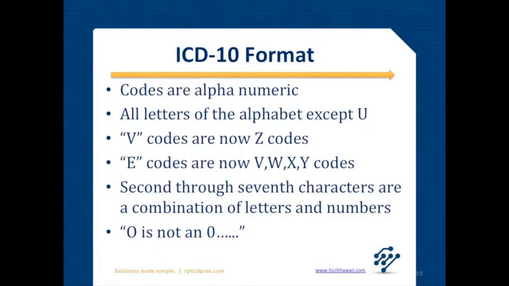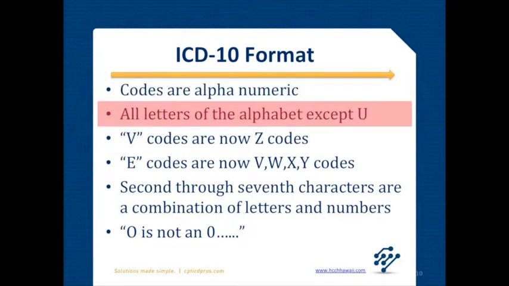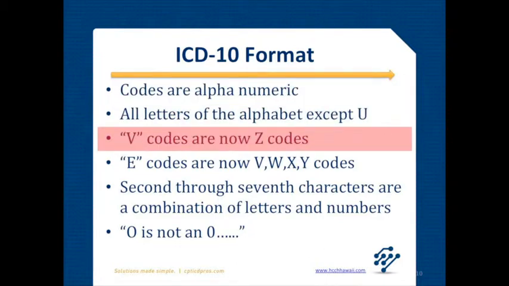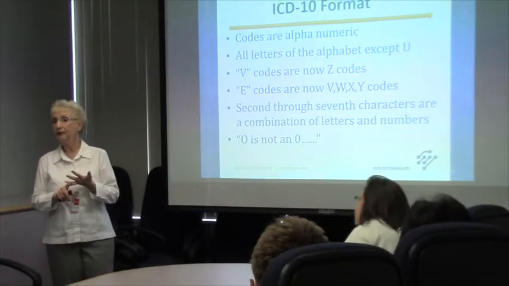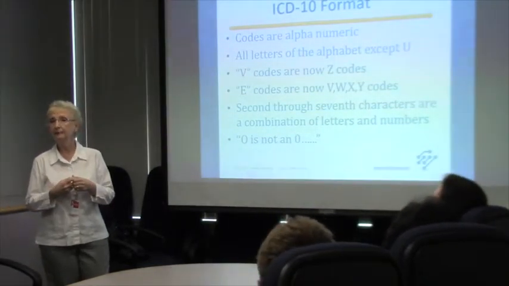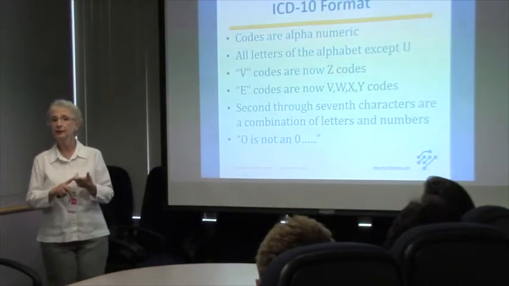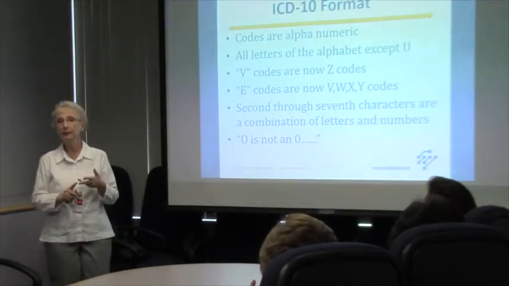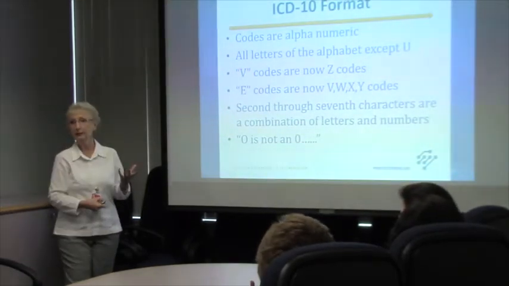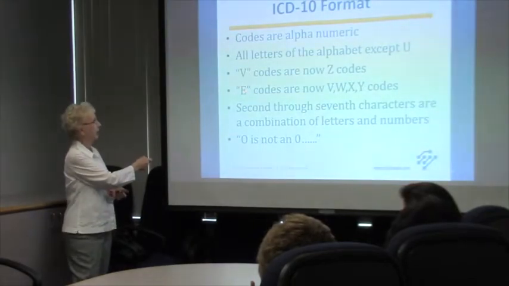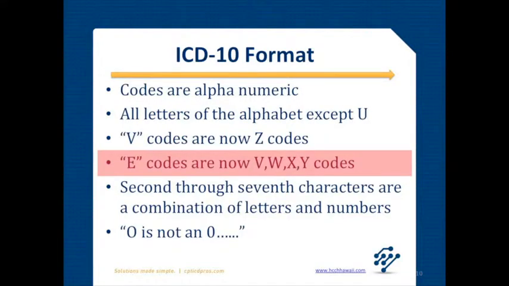Okay, so the format, as I said, all the codes are alphanumeric. Every letter of the alphabet will be used except the letter U. What you know now as the V codes, so things like immunizations, well baby checkups, which are really circumstances, not necessarily illness or injury related, are morphing into Z codes. Your E codes for accident information are so much more specific now. There are 4 categories of those: V, W, X, and Y.